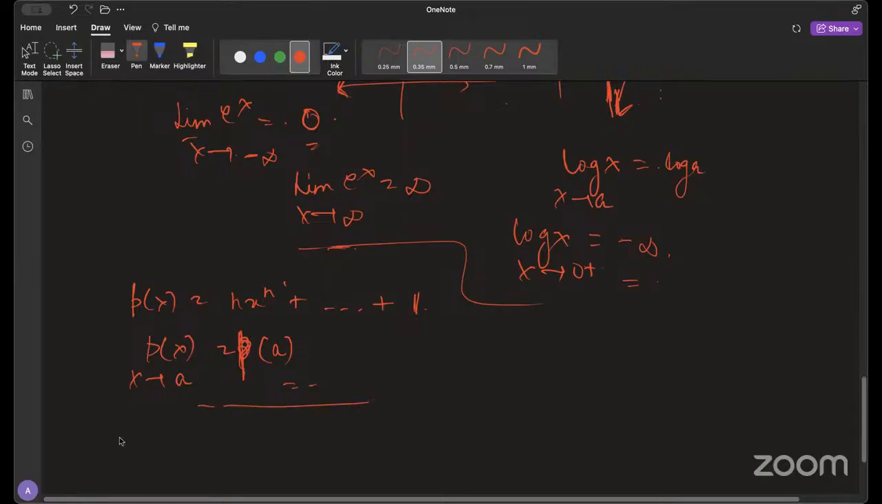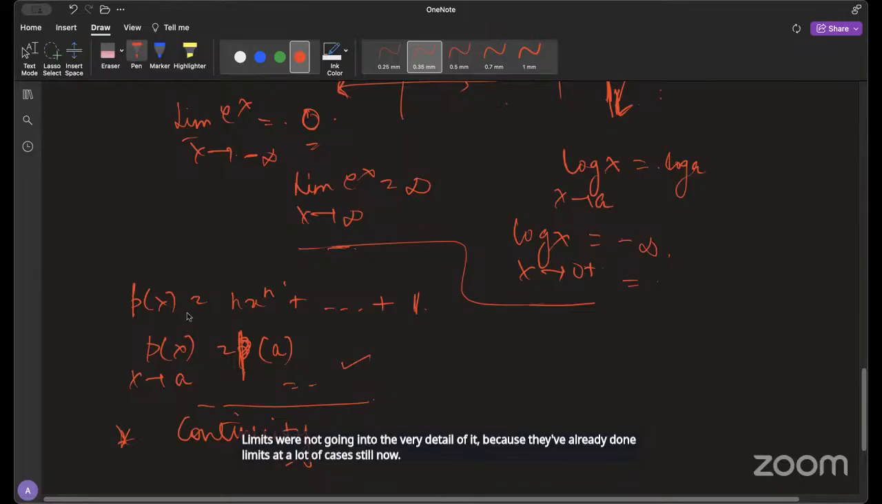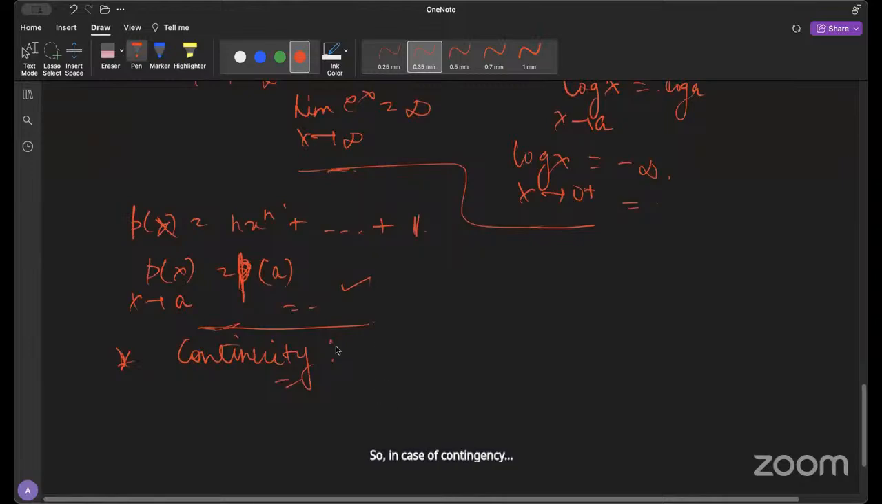Okay. The next thing that we have is continuity. Limits, we're not going into the very detail of it because they've already done limits at a lot of places till now. We can take up other examples in continuity only because continuity actually requires a limit to exist. So in case of continuity, when do we say that a function f is continuous at x equals a?